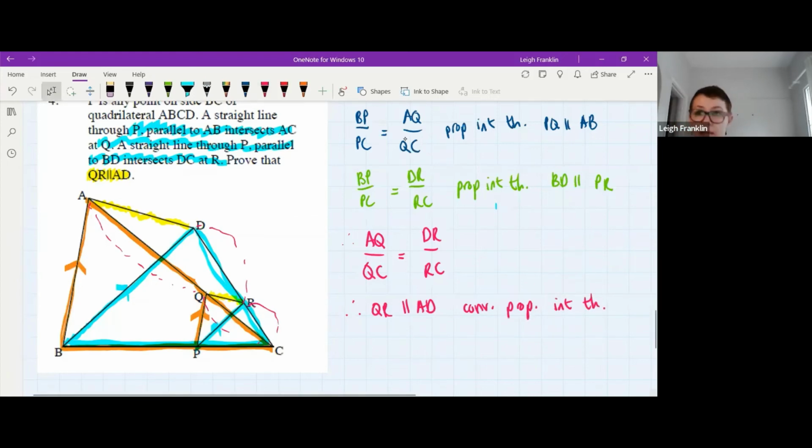Ma'am, is it because of those two proportionality theorem proofs that AQ over QC is equal to DR over RC? Because you said we can't use the ADC triangle, so I'm a bit confused there. Yes, you're right. You are trying to prove that AD is parallel to QR, so you can't work in triangle ADC. Remember, you can't use what you're trying to prove is true to prove that it's true.